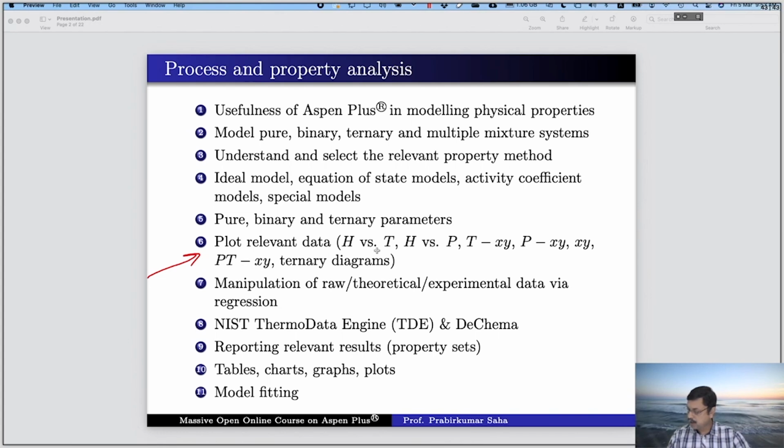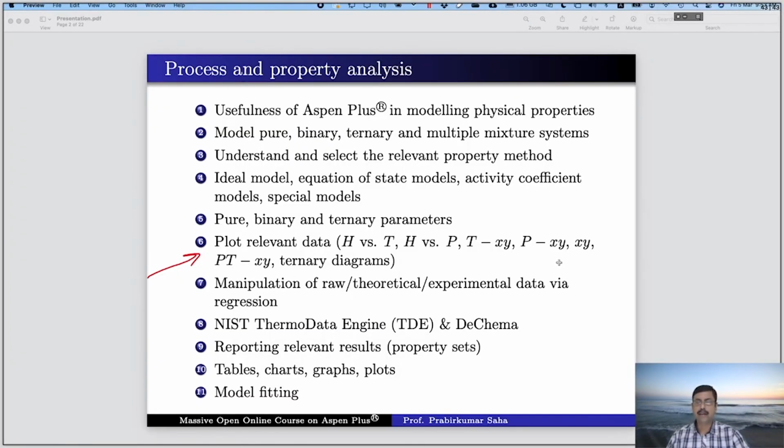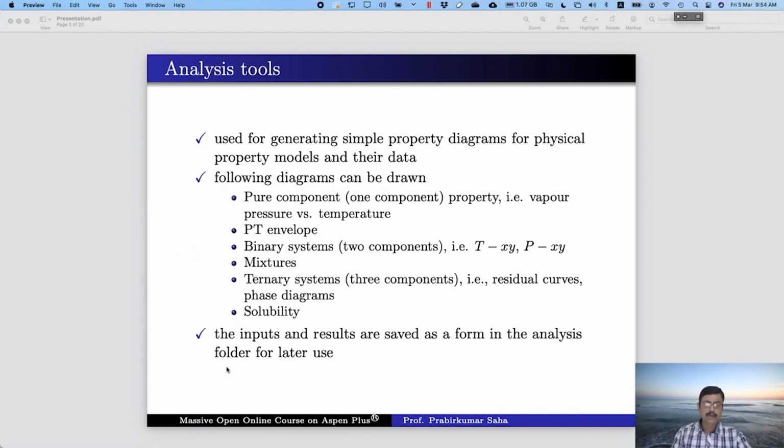One is plotting of relevant data: enthalpy versus temperature, enthalpy versus pressure, temperature versus xy, pressure versus xy. Xy means the mole fractions of any component in vapor phase and liquid phase. Also TXY, PXY and ternary diagrams, and reporting of relevant results in tables, charts, graphs and plots. So let us begin with the analysis tool through which we can develop this TXY, PXY diagram, etc.